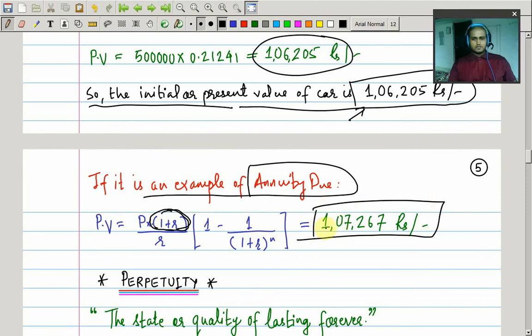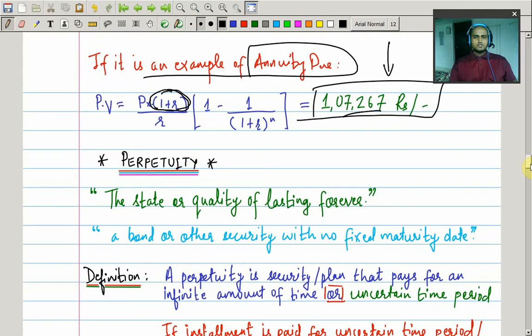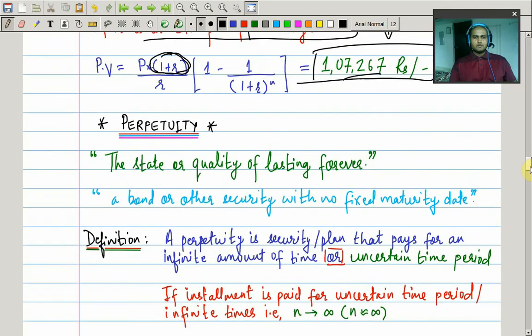or the cost of the car is 1 lakh 7,267. So there's a little difference in these two present values of the car. It's 6,205 and 7,265. So these were the questions on present value of annuity.